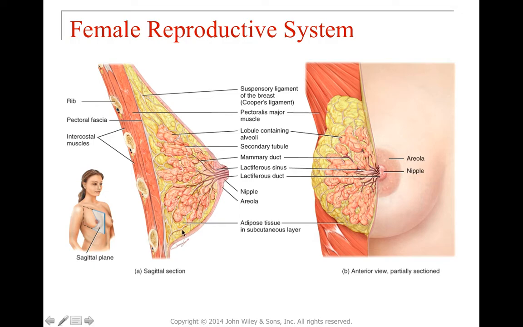As we move forward, all of this yellow is going to be adipose tissue or fat tissue that's going to be in a subcutaneous layer, and that's going to surround these specialized lobules that have alveoli in them. These alveoli are going to feed into secondary tubules, into mammary ducts, and then out through the nipple, which is surrounded by the areola, out through the lactiferous ducts and the lactiferous sinus of the nipple, again surrounded by the areola. And these are all the same, just from a different perspective.